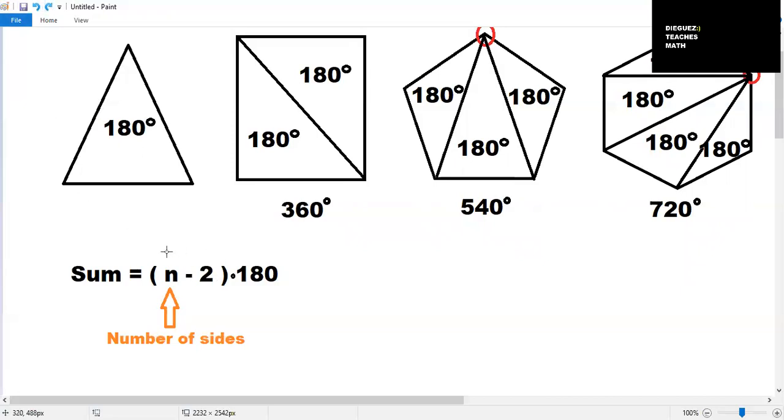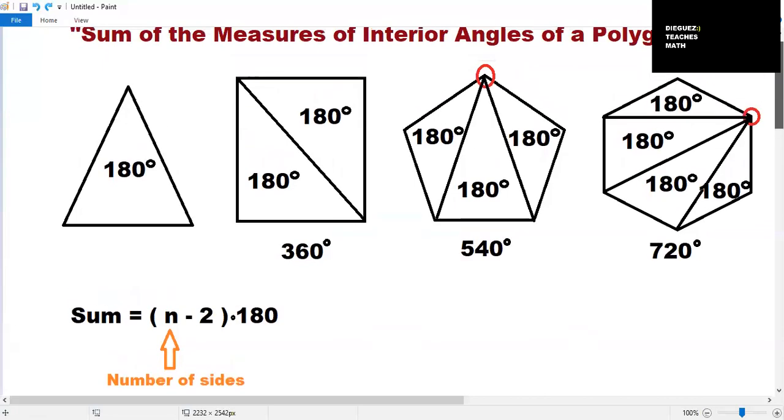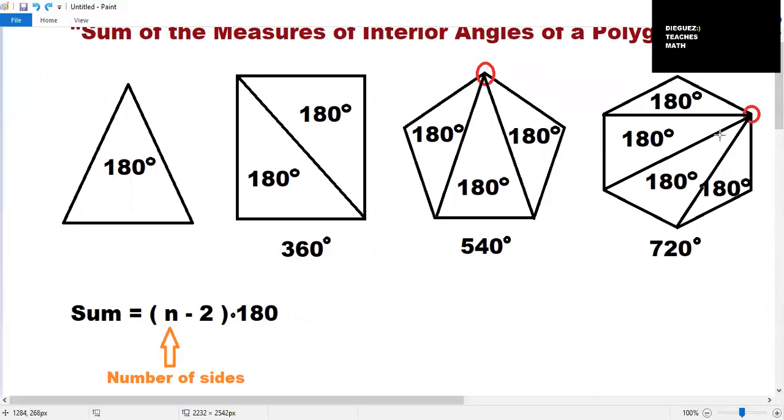Now, why do we have n minus 2? N is the number of sides. So when I had 4 sides, how many triangles was I able to draw? 2, right? So 4 sides minus 2 gives me 2 triangles. When I had 5 sides, I was able to draw 3 triangles. So 5 sides minus 2 leaves me with 3 triangles. And then lastly, when I had 6 sides, I subtract the 2, and that leaves me with 4 triangles.